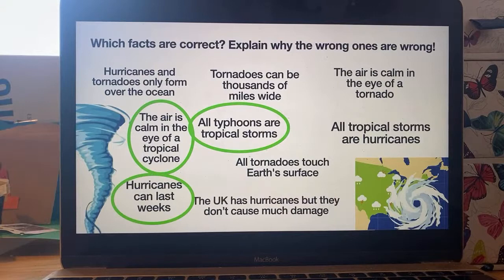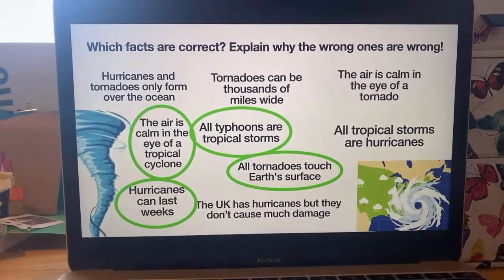That was quite hard. Hurricanes can last weeks. Yes, they can. They can last up to a month. And all tornadoes do touch Earth's surface, or they would not be a tornado, they would be a funnel cloud. Well done if you got those. I'll pop you back up here and just wave the screen in your face for a bit.